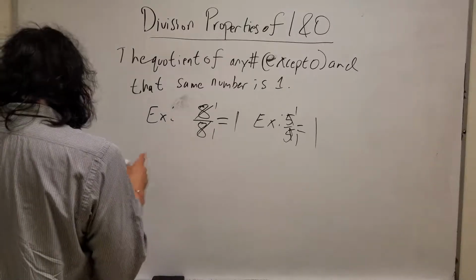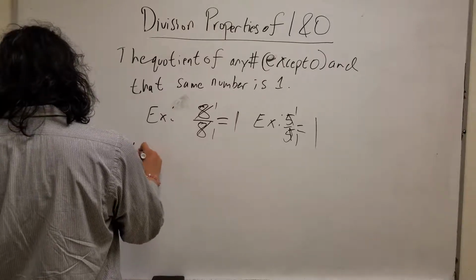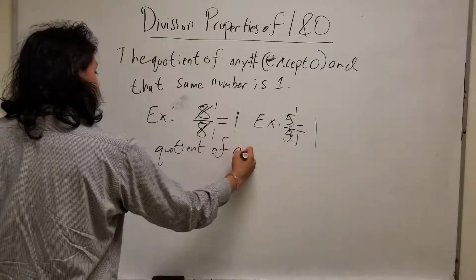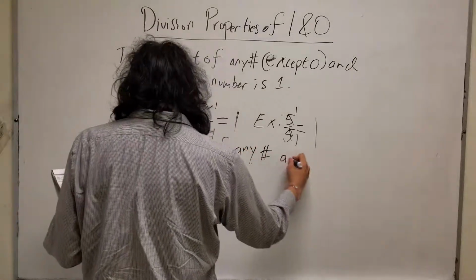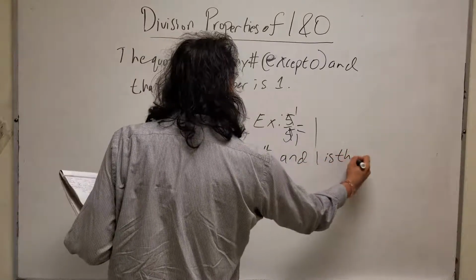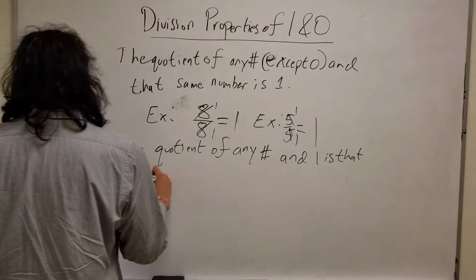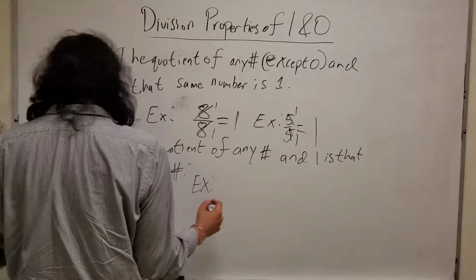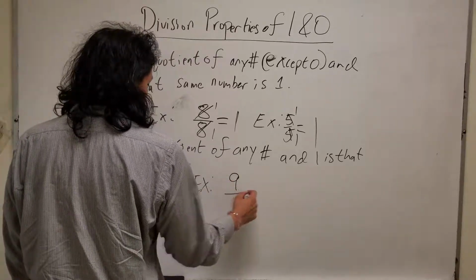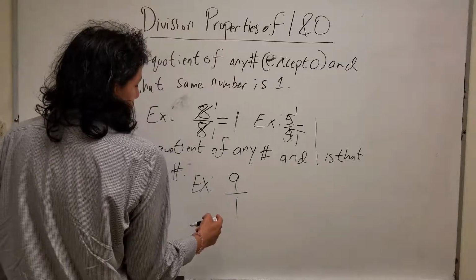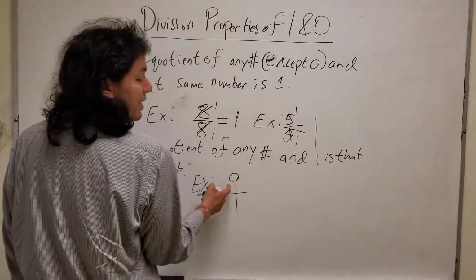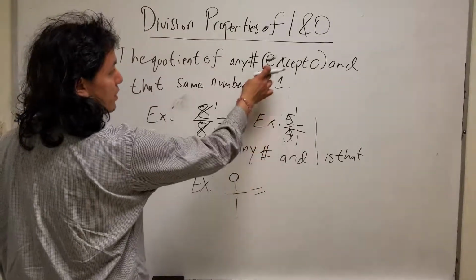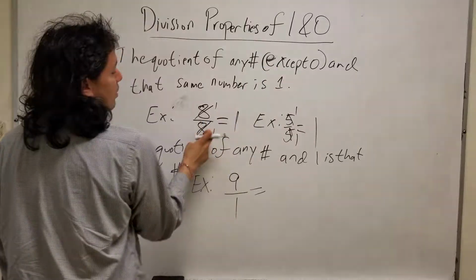Now, also another important thing is, for 1 anyway, the quotient of any number and 1 is that same number. Now, what do I mean by that? The quotient, so meaning 9 over 1, this is the quotient. So anytime 1 is the denominator, it is going to be that same number. And this is true for any number, including 0. That's the difference. This one states if 0 is in the denominator, something happens.